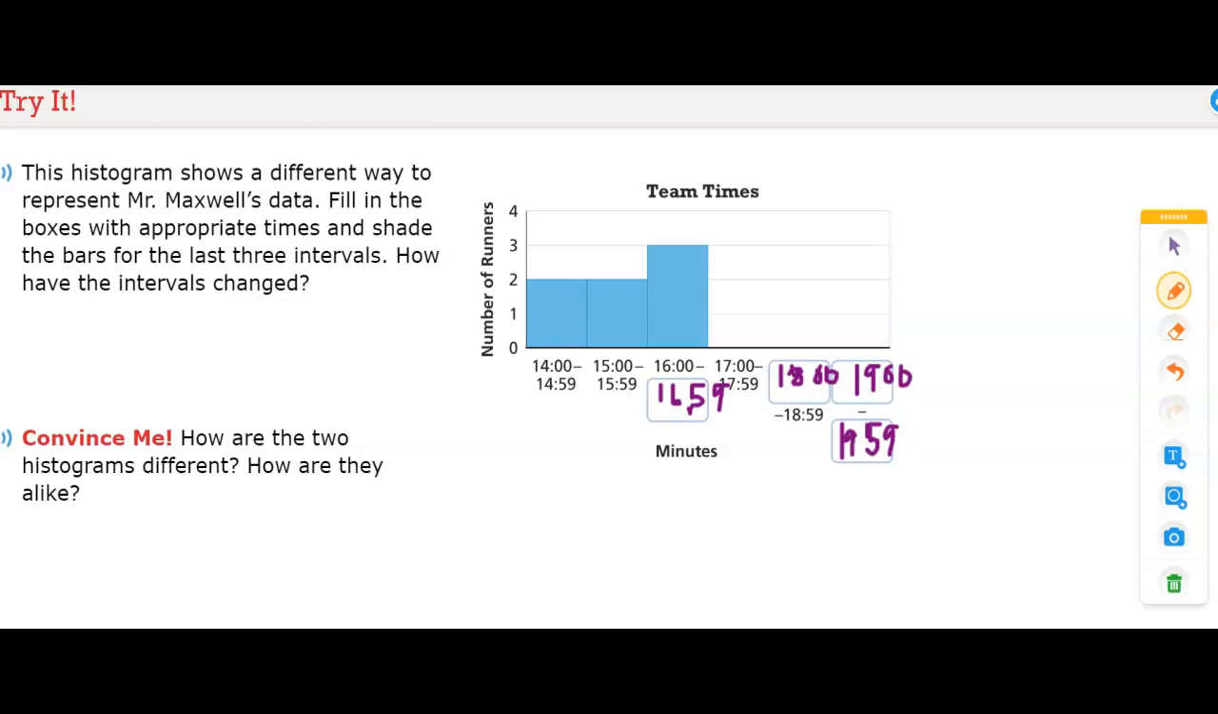So for 17 to 17:59, there are 3 times there. Then we look at 18 to 18:59, and we look at the times again, and 1 time fits in this interval. And then we look at the last interval, 19 to 19:59, and we have another 1 time that fits. So now we have completed this histogram with the intervals, and the bars are drawn in. And that's it.